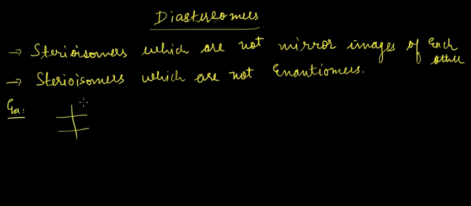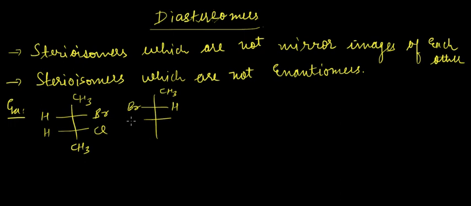We have CH3, Br, Cl, CH3, H and H here, and another Fischer projection can be Br, H, H, Cl and CH3. These two stereoisomers are not mirror images of each other, hence they are diastereomers.